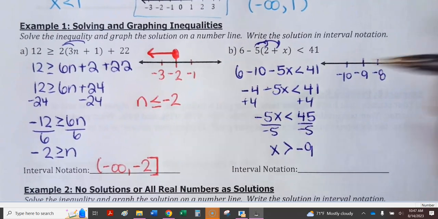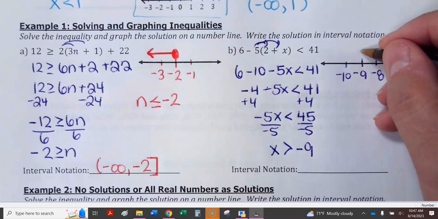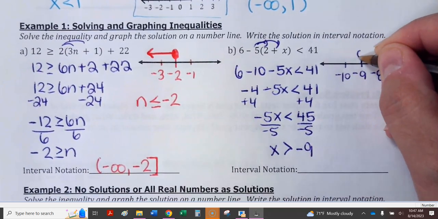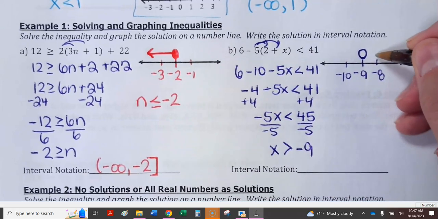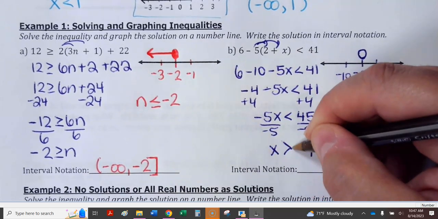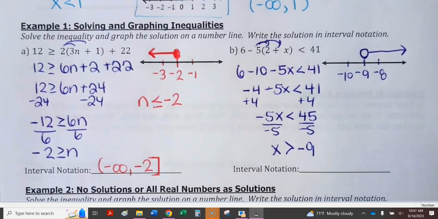And then my variable's already on the left here. So it says x is greater than, which is going to point to the right. Should have an open circle, right? Because it's just a greater than. So negative 9 is not included in our solution. And then this arrow points to the right. My arrow on my number line is going to point to the right as well. Is anybody having a question?